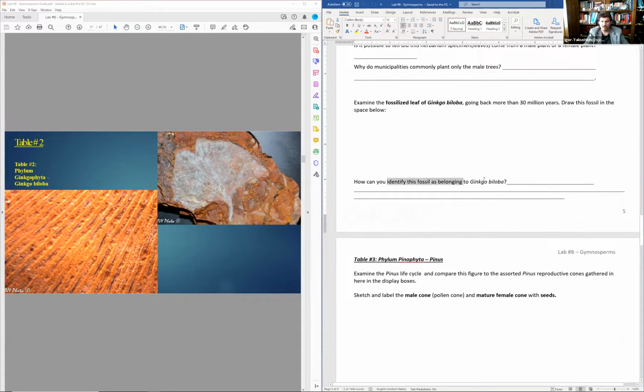How do you identify a fossil that belongs to the ginkgo? Well, first of all, the shape of the leaf is very similar to what we see right here. And second of all, look at the veins. The veins clearly go into that particular fan shape as well.